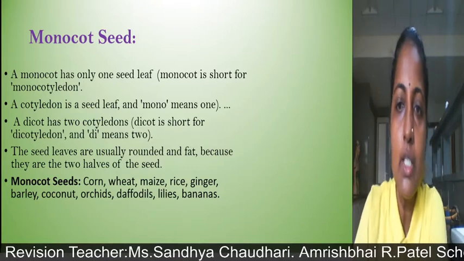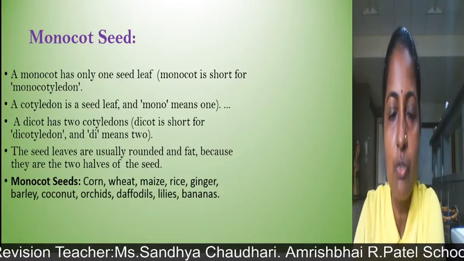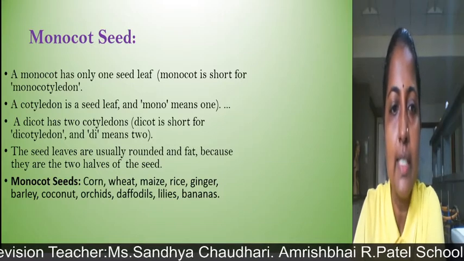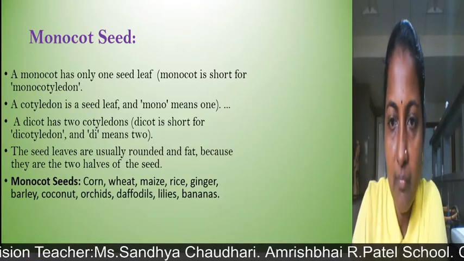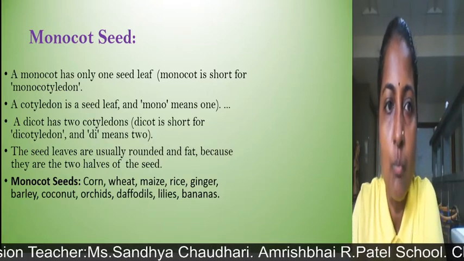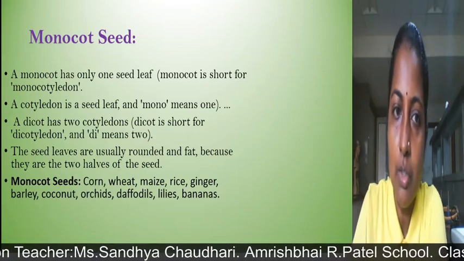So monocot seed examples are corn, wheat, maize, rice, ginger, barley, coconut, orchids. These are some examples of monocot seeds. So monocot seed means what? Monocot has only one seed leaf and dicot means two cotyledons.